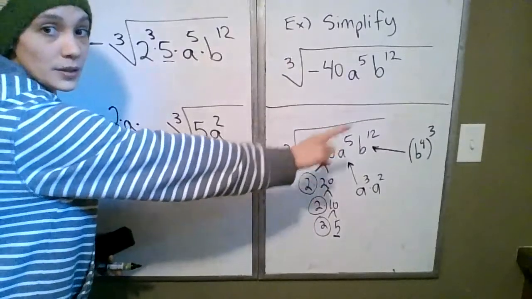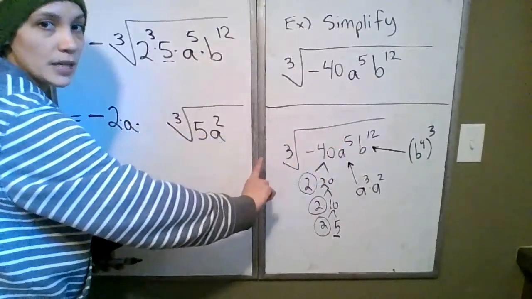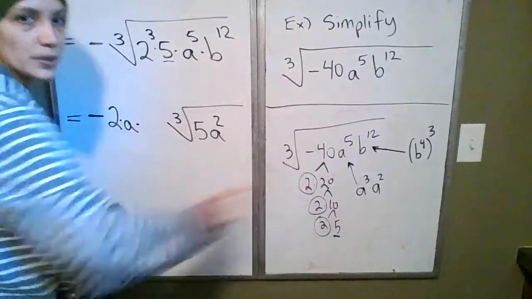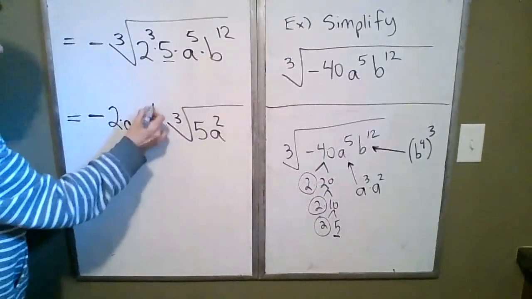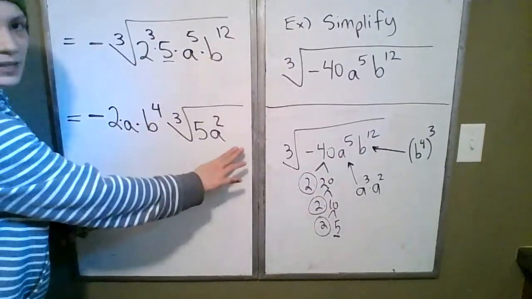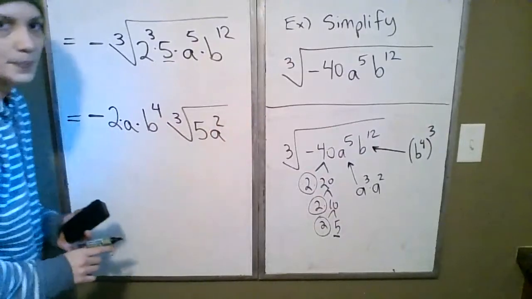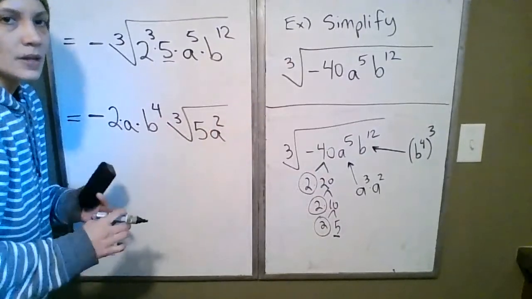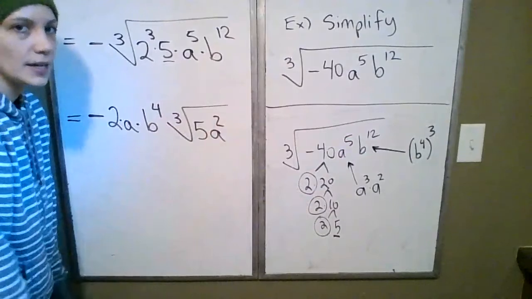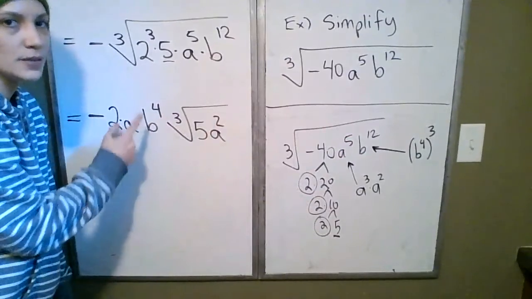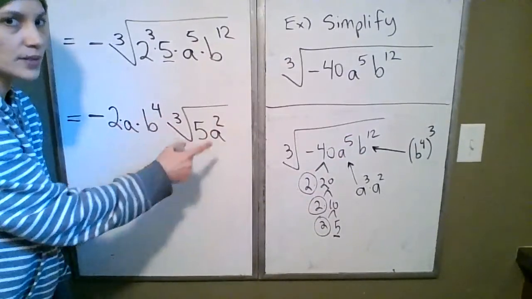And then the b to the fourth cubed, that power 3 matches that root 3, so we can bring out the b to the fourth. And there aren't any other values of b under the root, so we can maybe erase a little bit. Okay, so that's our answer. Negative 2 a b to the fourth times the cubed root of 5a squared.